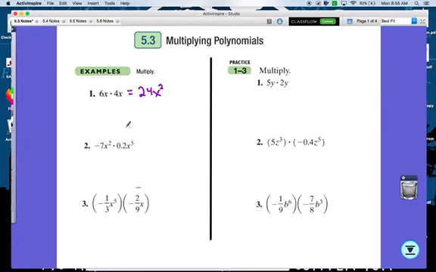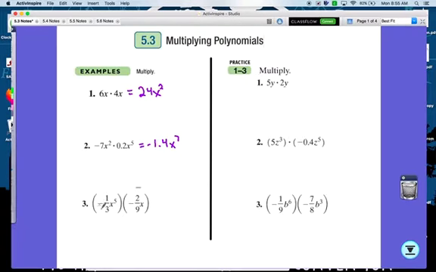Okay? All right, for 2, again, look at the coefficient parts. So negative 7 times 0.2, that's going to give me a negative 1.4. And then the x's, x squared, x to the 5th, add the exponents together, that gives you x to the 7th.